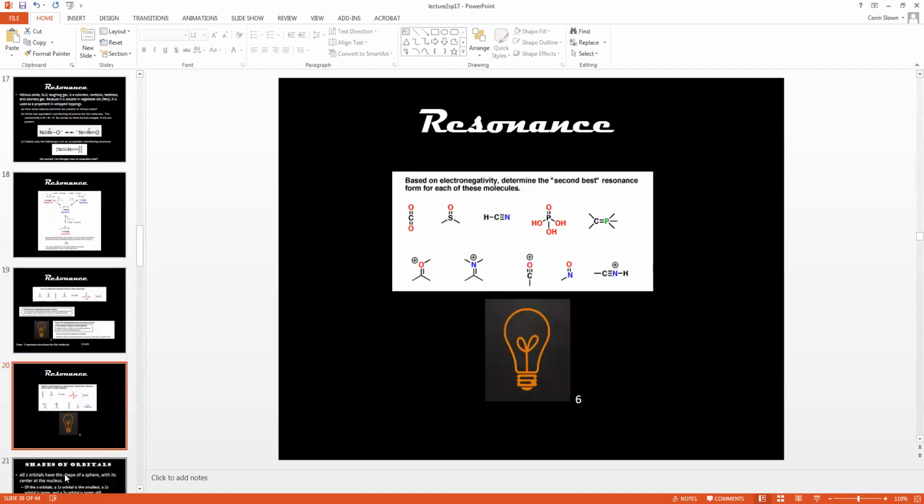Based on electronegativity, then, for light bulb number 6, we're going to determine the second best resonance form for each of these molecules. So what are the alternate resonance forms that you can draw? Choose one and determine which is the second best form.